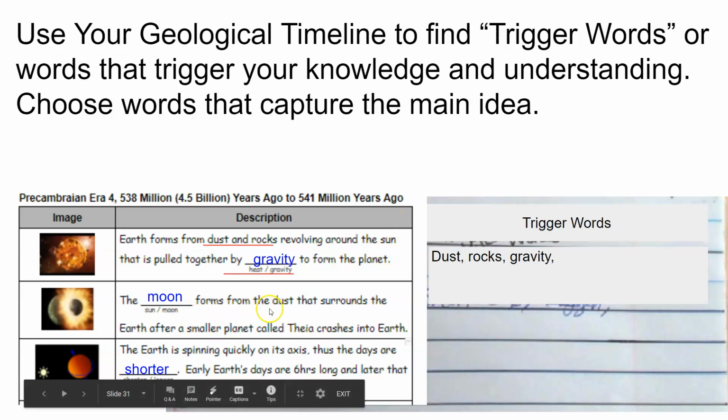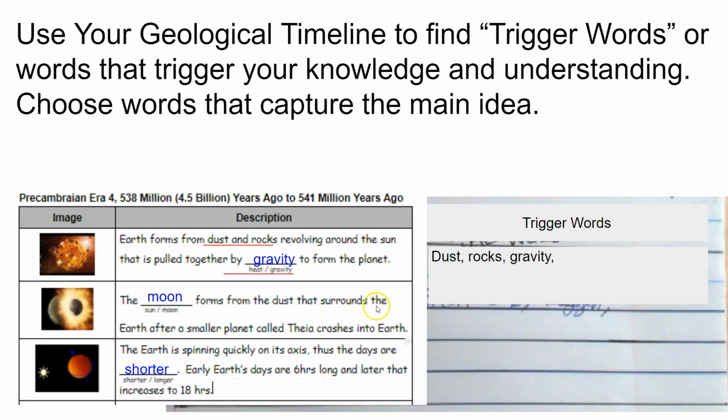The next one, the moon formed from the dust that surrounds the Earth after a smaller planet called Theia crashed into it. So what's the key thing that happened there? We formed the moon. So I underlined moon, and I would write that as a keyword, as a trigger word.